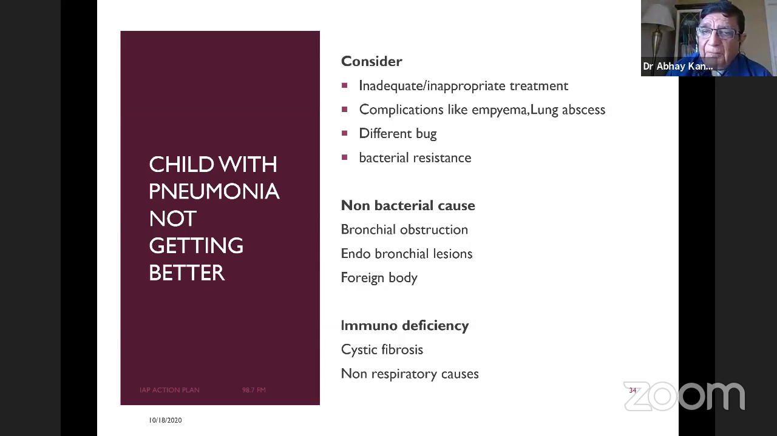If this is also not there, then sometimes host factors are there. Host may be at fault. There may be an immunodeficient child, and we have to find out a condition like HIV or cystic fibrosis or asplenia or functional asplenia or a splenectomized child where the pneumonia is not going to resolve that well. And sometimes you may be dealing with a case of non-respiratory cause as a cause of non-resolving pneumonia. So that is about the child when pneumonia is not getting better.